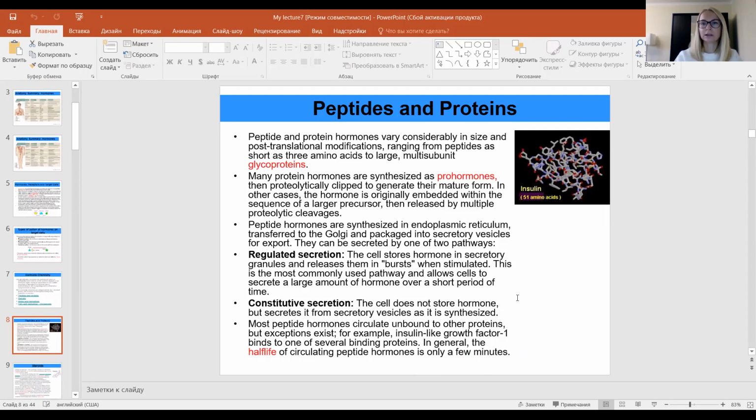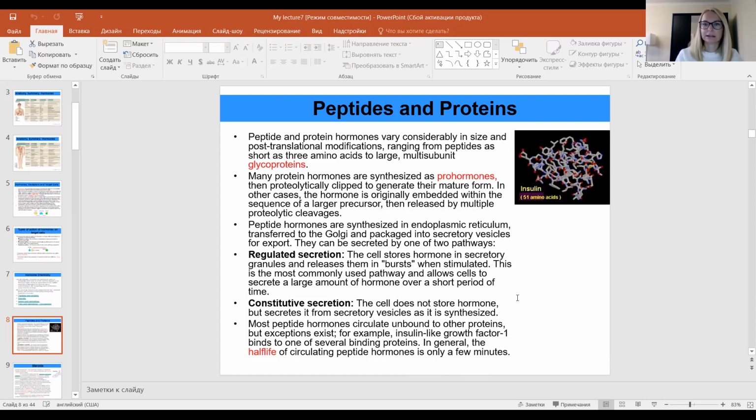Peptide and protein hormones vary considerably in size and post-translational modifications, ranging from peptides as short as 3 amino acids to large multi-subunit glycoproteins. Many protein hormones are synthesized as prohormones or precursors. Then they are proteolytically clipped to generate the mature form. In other cases, the hormone is originally embedded within the sequence of a larger precursor, then released by multiple proteolytic cleavages.